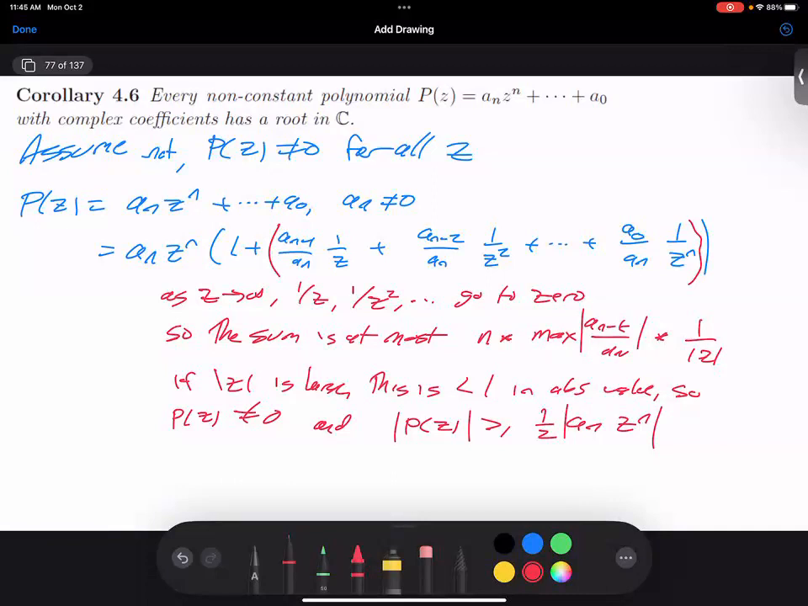So we can flip this around. And so we would get 1 over P of Z is less than or equal to 2 over a_n z to the n. Do I have to worry about 1 over P of Z? Why not? It's okay, not zero by hypothesis. And now as Z gets really, really large, what can you tell me about 2 over a_n z to the n?